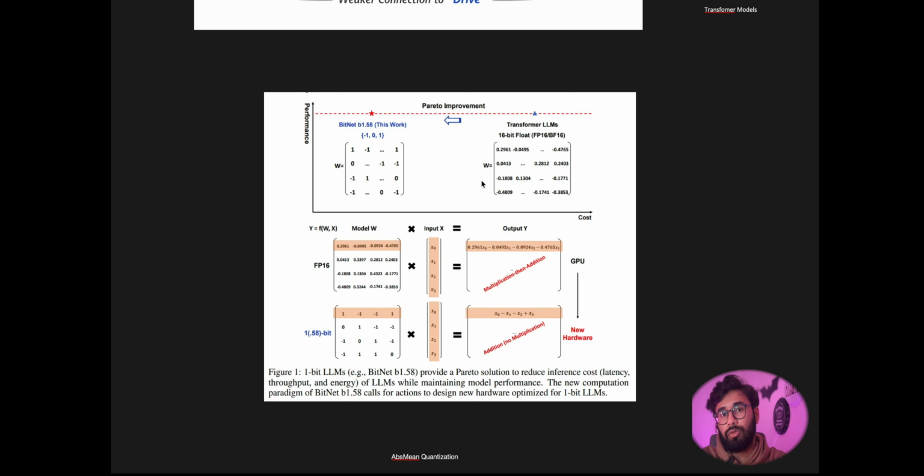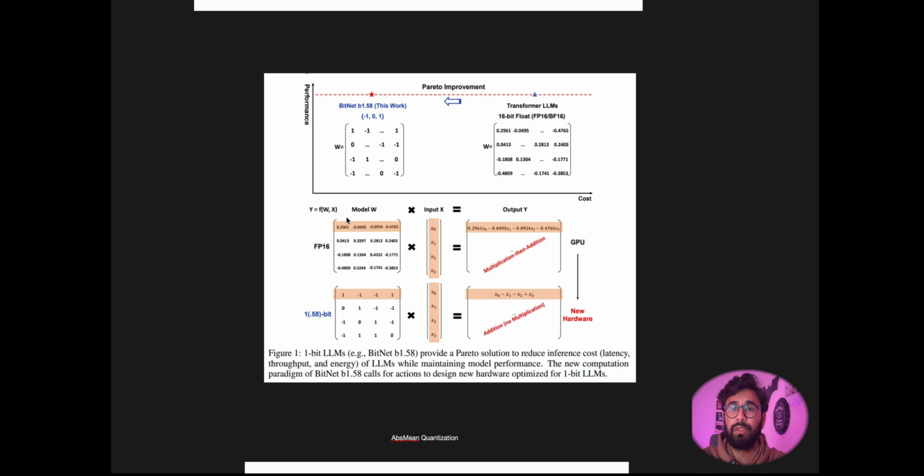This technique is called quantization, where BitNet trains the model from scratch with these low precision weights, unlike other methods that compress after training. If we compress a transformer model after training, that can reduce the accuracy. But with this quantization, that means the AbsMean quantization, each weight decides the direction, like +1 for positive, -1 for negative, and 0 for no influence.